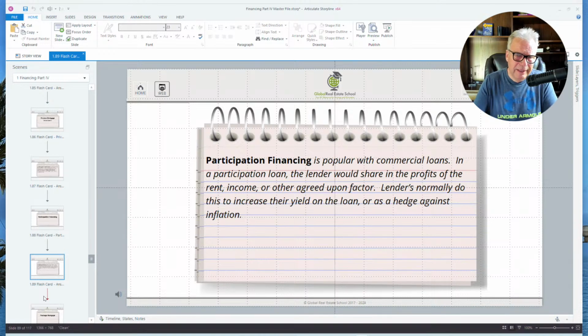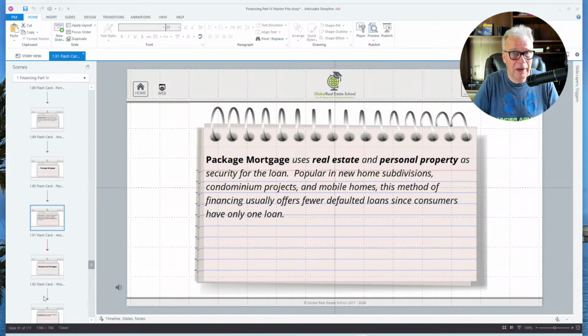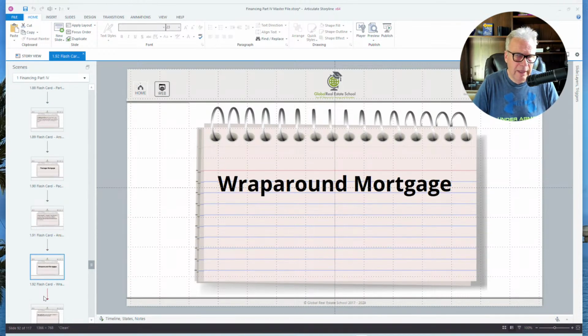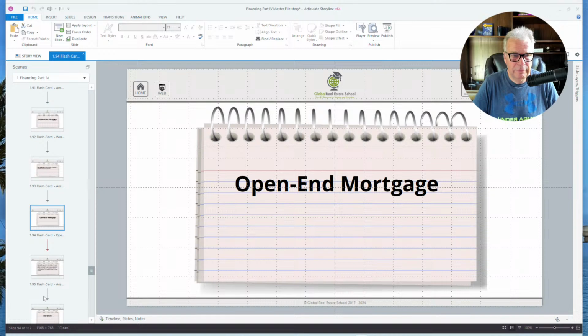Participation financing, just exactly what it says. The lender's participating in the financing, so they're going to want the profits and share with the losses. Package mortgage, just think in terms of a package with a bow on it, and it normally includes real and personal property. So you just package everything up into one loan. Should be easy to answer. Wraparound mortgage, I don't think you will see. That's just where they wrapped around a lower interest. Open-end mortgage you could see on the exam.